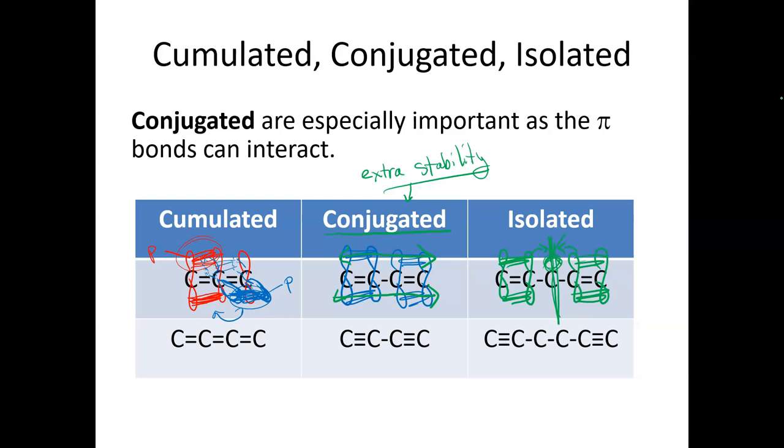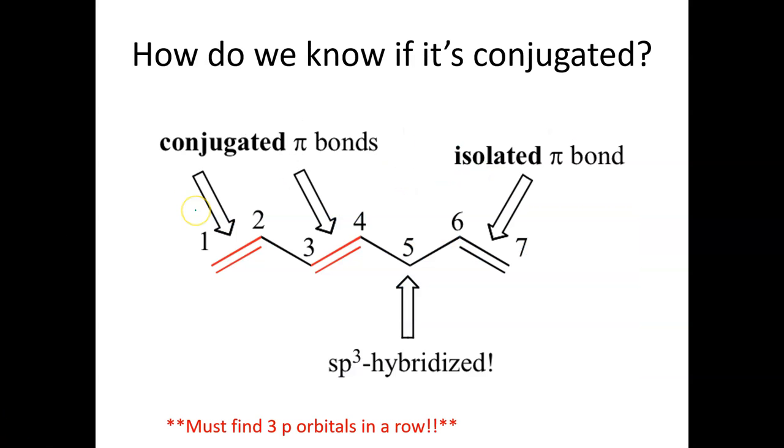And we'll see this again when we talk about aromatic compounds. So how do we know if something's conjugated? There's going to be 3 unhybridized p orbitals in a row. And anytime we have a double bond, we're going to have an unhybridized p orbital. So I'll just draw these out where we have double bonds on both sides.